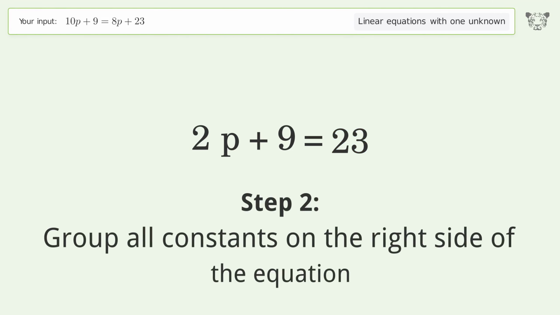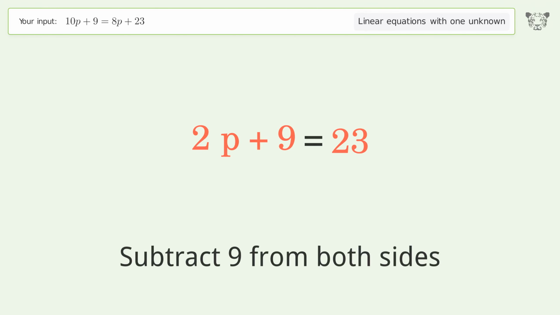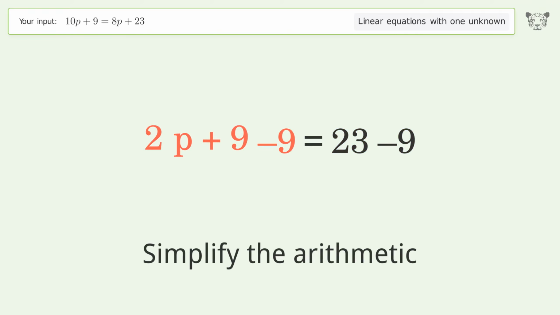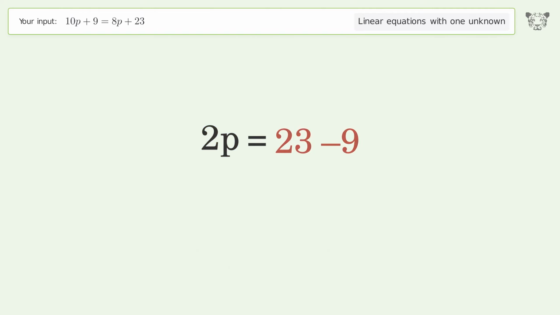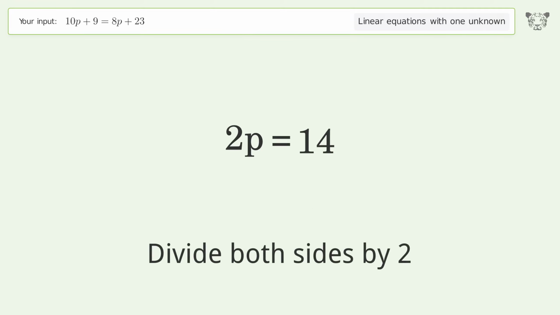Group all constants on the right side of the equation. Subtract 9 from both sides. Simplify the arithmetic. Isolate the p. Divide both sides by 2.